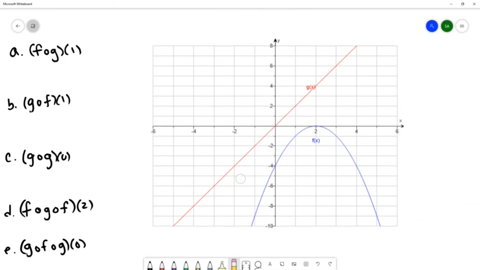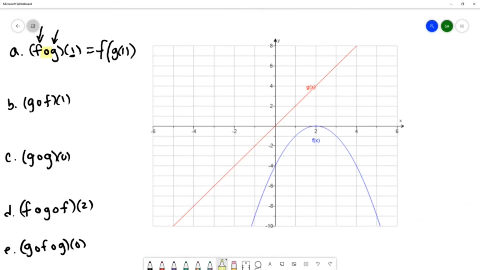So we're going to use the graph to answer these questions, but first let's focus in on this operation composition. Composition is the operation where we substitute one function inside of another function. F, listed first, is the outside function, and G, listed second, is the inside function. So we want to substitute G inside of F, and this value here is going to get substituted inside of G.